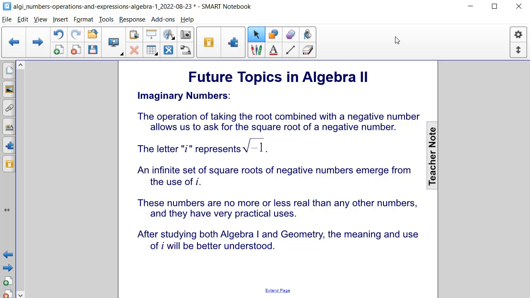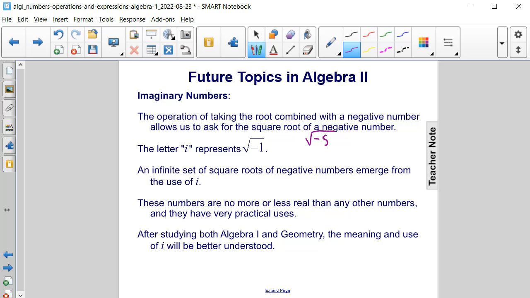Now let's discuss a few future topics that are covered more in depth in Algebra 2, with the first one being imaginary numbers. The operation of taking the root combined with a negative number allows us to ask for the square root of a negative number. So when we were asked to take the square root of a negative number, such as negative 81, it did not have a real solution.